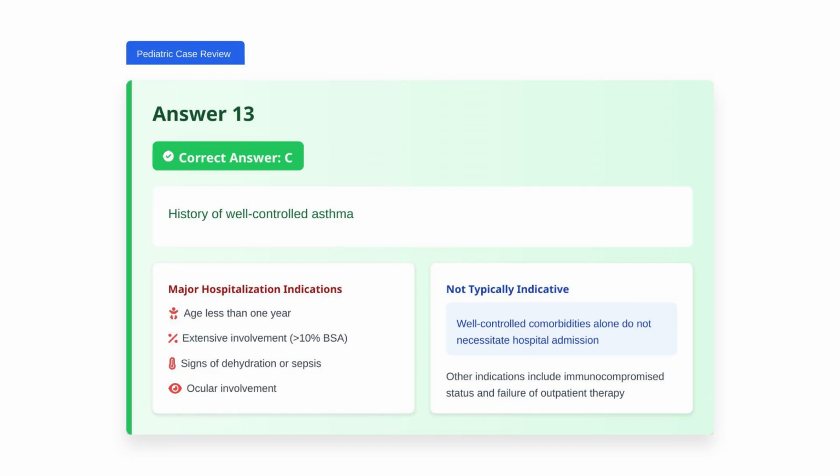A history of well-controlled asthma alone is least likely to necessitate hospitalization for a child with eczema herpeticum. The major indications for hospitalization include young age, especially infants under 1 year, extensive cutaneous involvement exceeding 10% body surface area, and signs of systemic illness such as dehydration or sepsis. Other indications include immunocompromised status, ocular involvement, and failure of outpatient therapy.